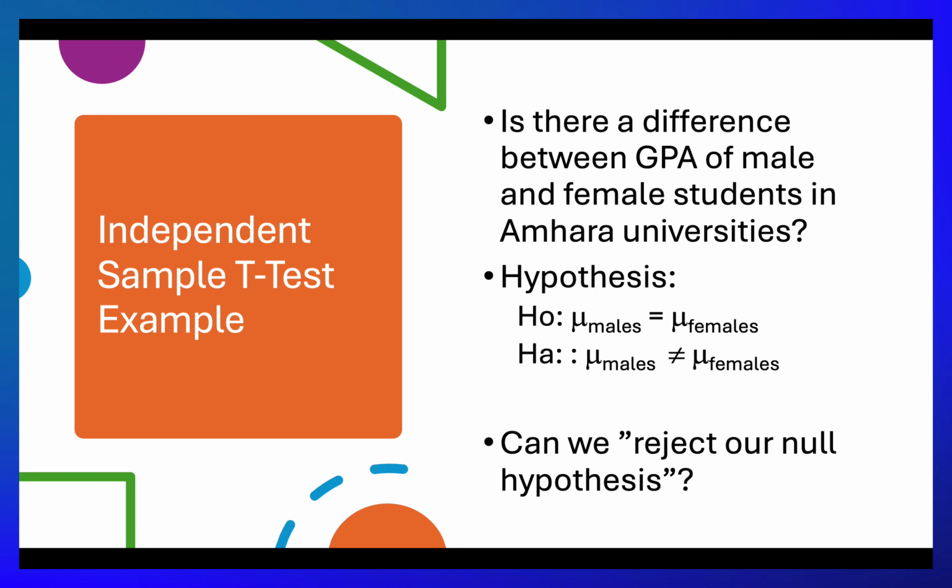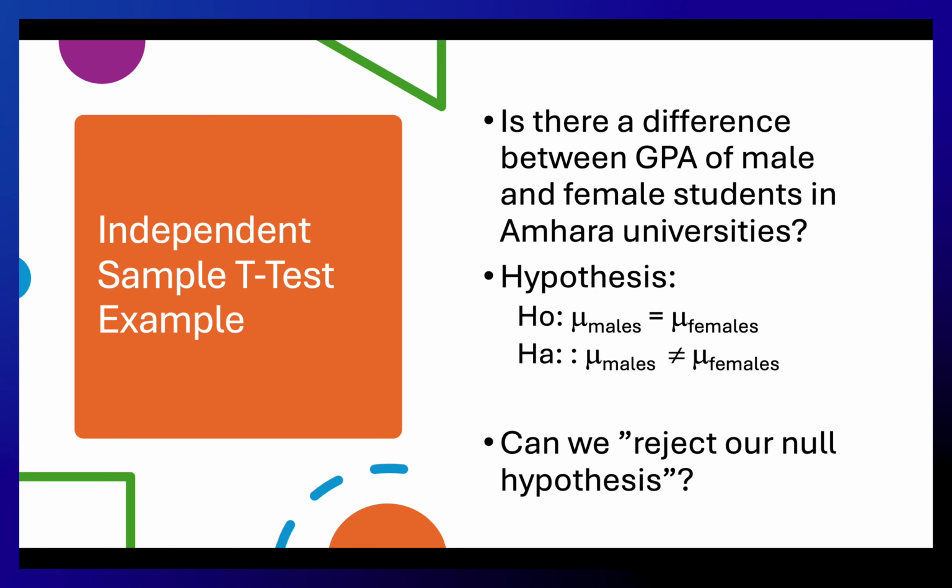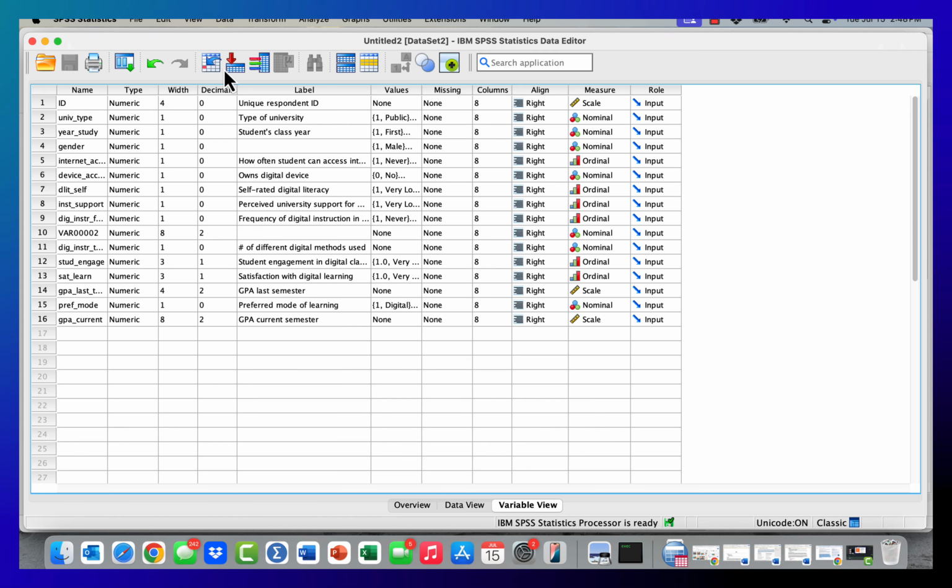So what we do, similar to our previous example, is state our hypotheses here, right? Our null is that there's no difference between males and females. Then our alternative hypothesis is that males are different from females, that the scores are different. And so can we reject our null hypothesis? Does our data show that there is a significant difference between male and female students on GPA? Let's go to SPSS. All right, here we are.